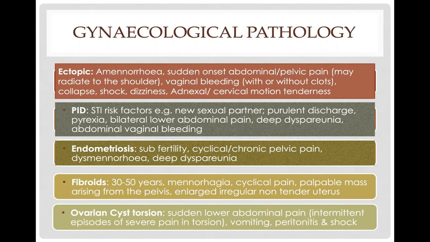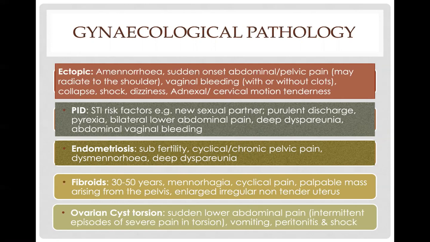Fibroids, again, can present with cyclical pain. Typically, they'll have menorrhagia, and they may have a palpable mass, which typically arises from the pelvis, as well as an enlarged, irregular, non-tender uterus.